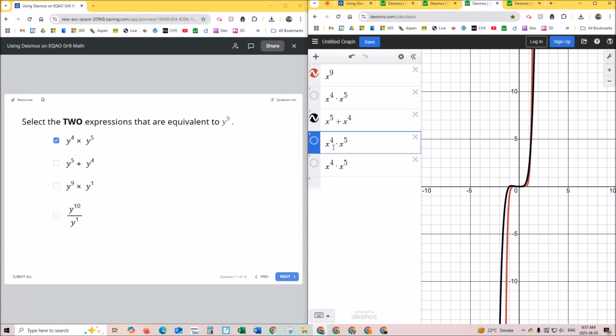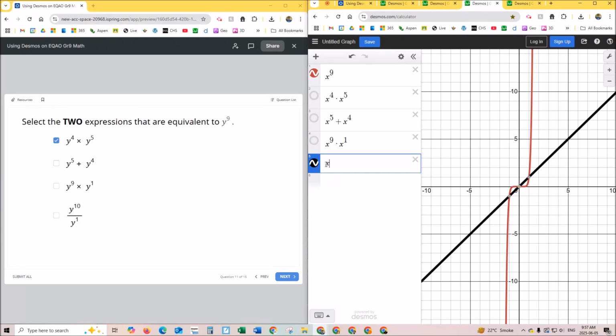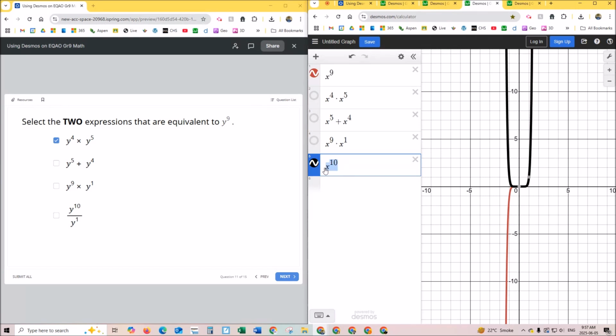This one is X to the power of 9 times X to the power of 1. I already know that that's 10. So again, that's not going to equal. And the last one, I'm just going to delete this and do X to the power of 10. Highlight it and go divide or use the slash, X to the power of 1, and I can see that that does map over top, so I feel good that it's going to go there.